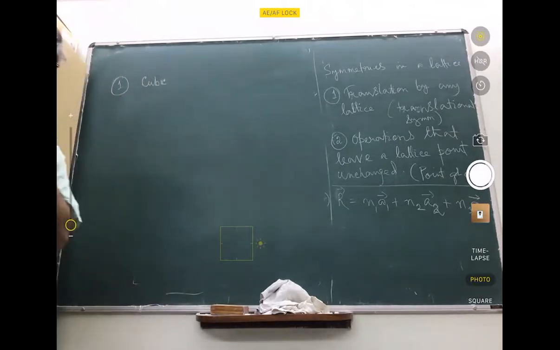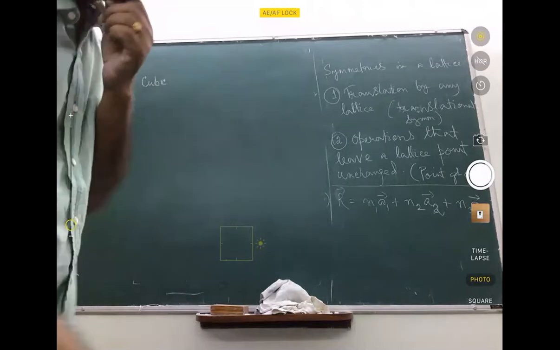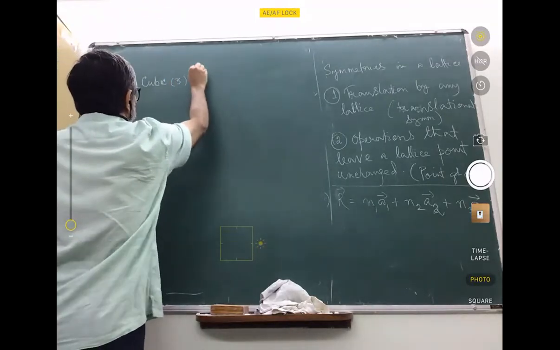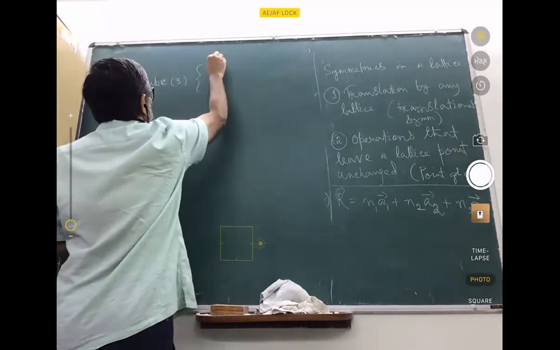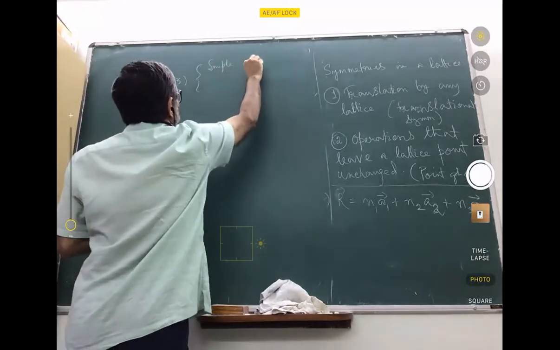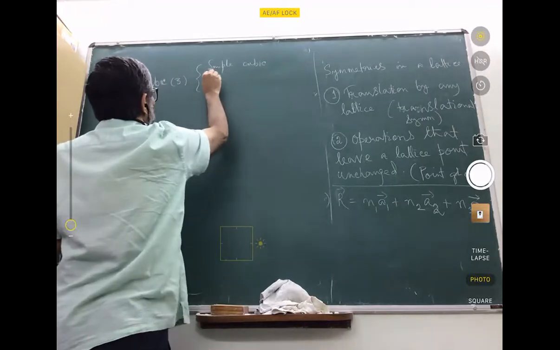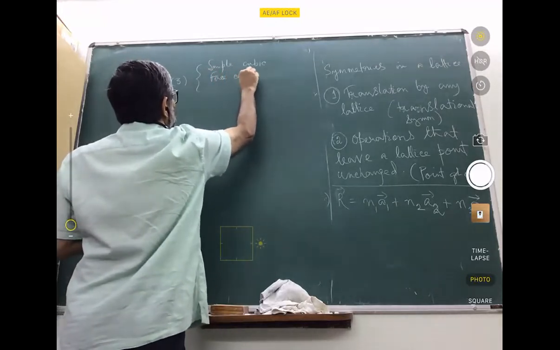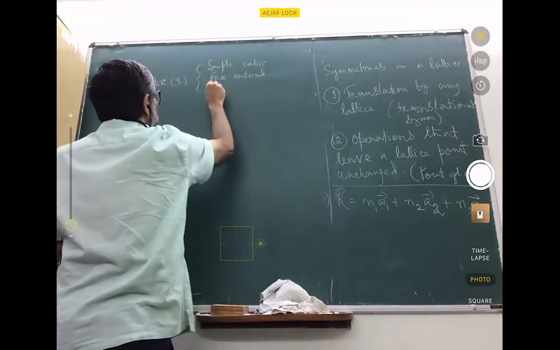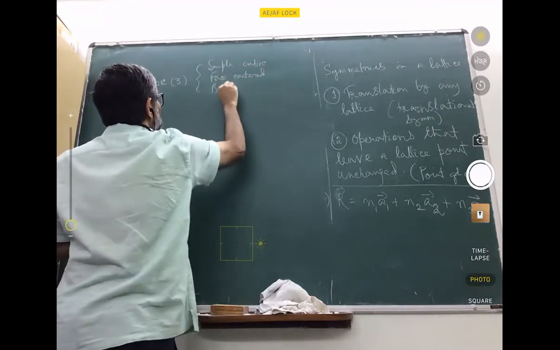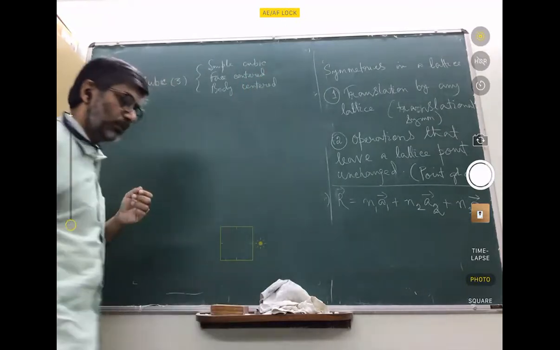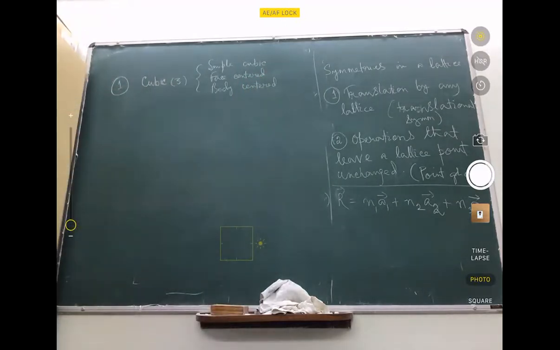But then there are three different cubic lattice types. One is simple cubic. Then you have face-centered cubic, and the other is body-centered cubic. I'll come to more of this later.